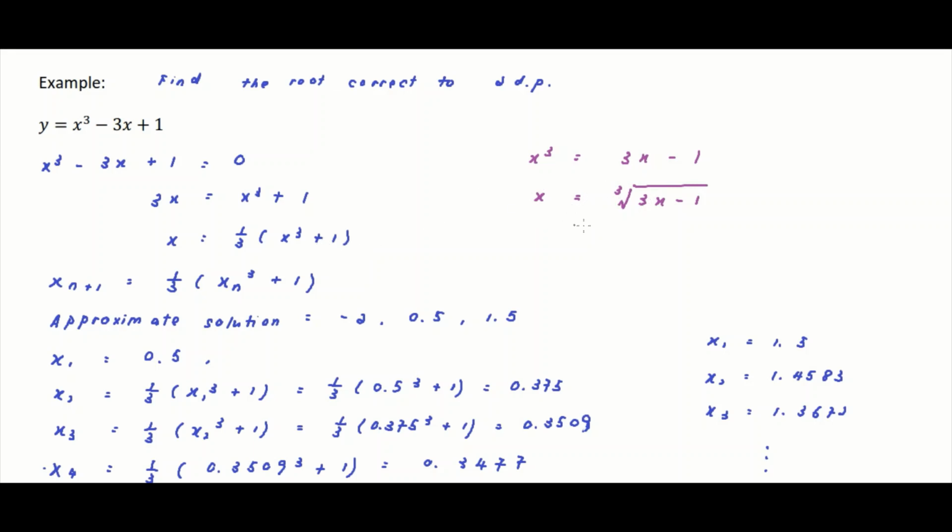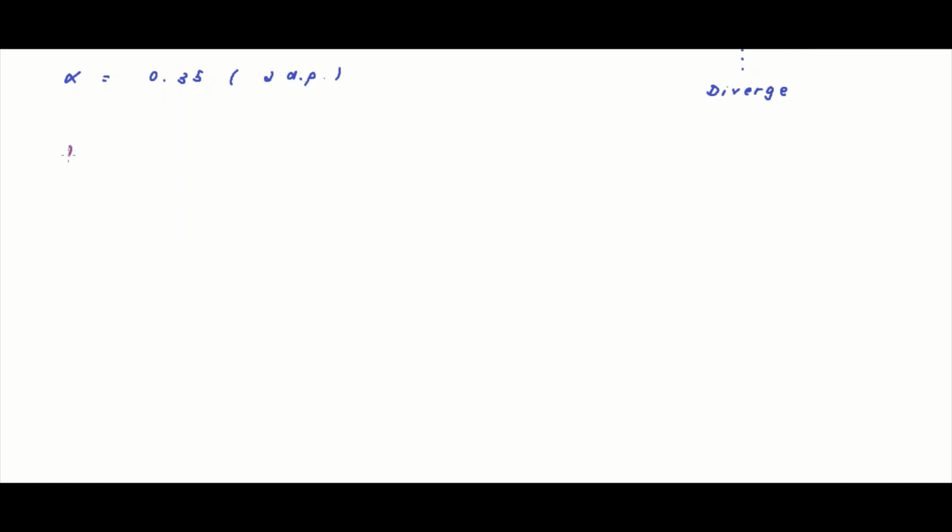So now can I form a new iterative formula here? Yes, I can. x n plus 1 equal to the cube root of 3xn minus 1. Okay, so now we have a new iterative formula here. I want you to try and see now: substitute your x1 as 1.5 and see whether you can get another root or not. Okay, so let's do that. So xn plus 1 equal to the cube root of 3xn minus 1.